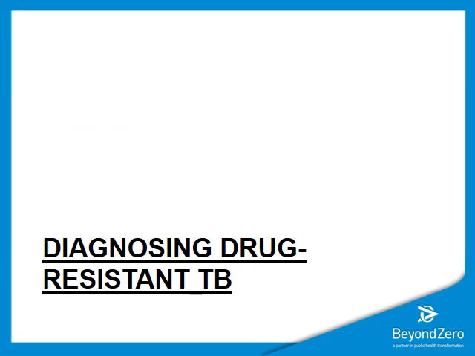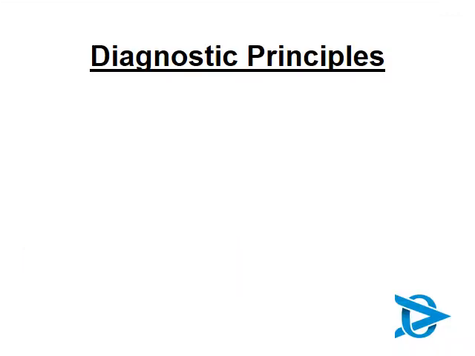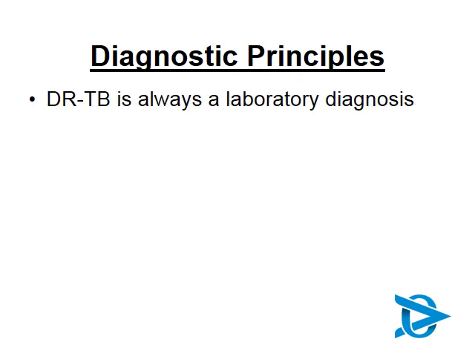So let's start at the very beginning and talk about how we diagnose drug-resistant TB. I won't be covering the symptoms and signs that might make you suspicious because they're exactly the same as for drug-sensitive TB. So when you have a suspicion that a patient might have tuberculosis, you're already wondering in the back of your mind, is this drug-sensitive TB or may this be drug-resistant TB? The important difference, though, is that drug-resistant TB is always a laboratory diagnosis. We can never have empiric drug-resistant TB treatment.